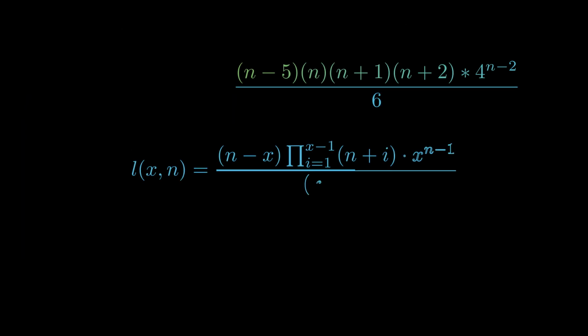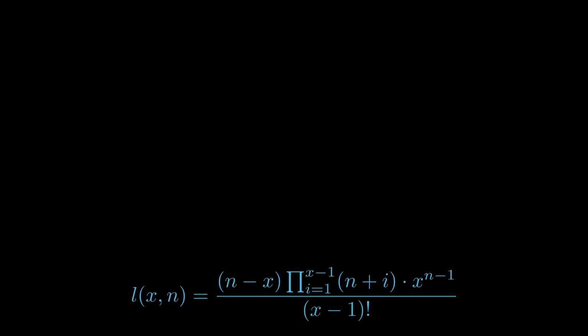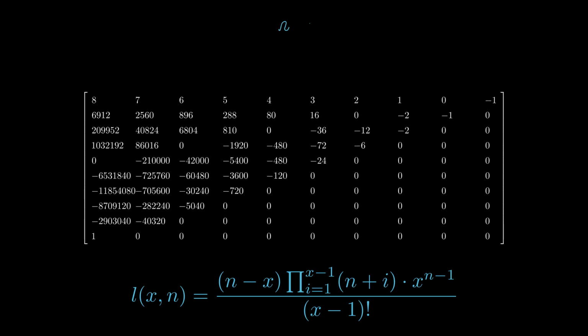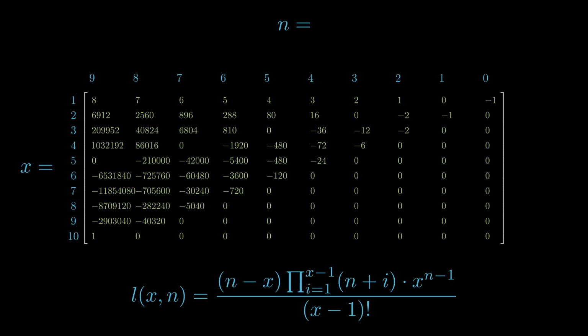Continuing this pattern, I create a function that reflects the coefficients, where x is the derivative and n is the current term. Let's go big. A 10th degree polynomial. I'm going to create a matrix using this equation. Note, I did use x equals 1 as the first row.